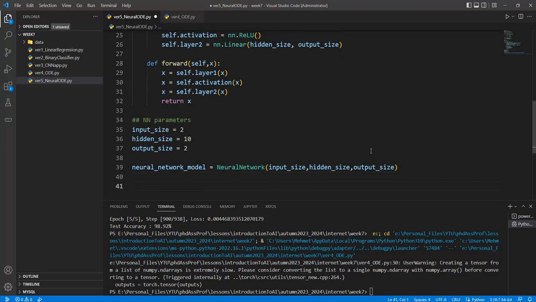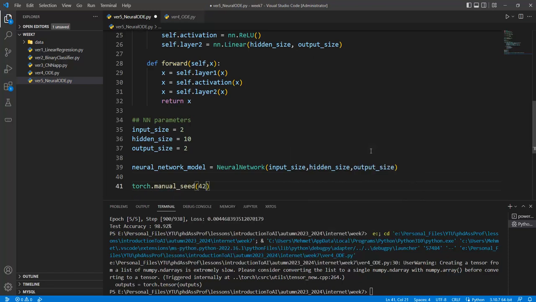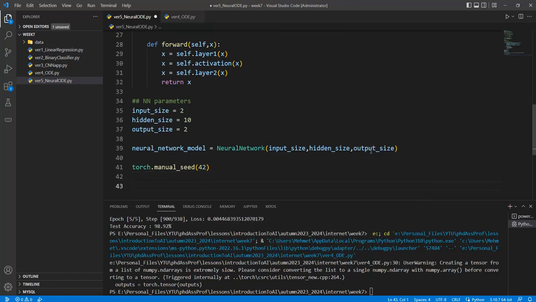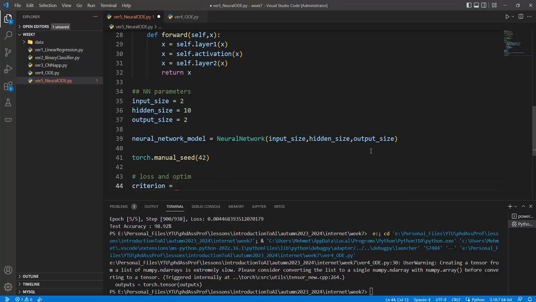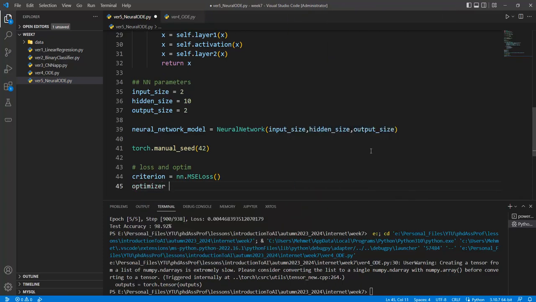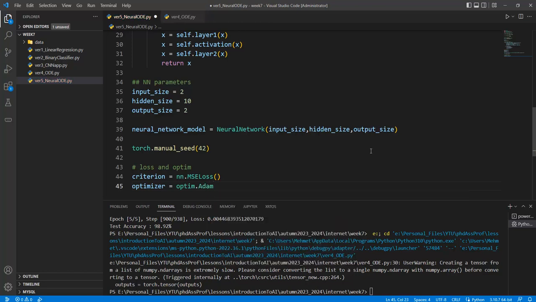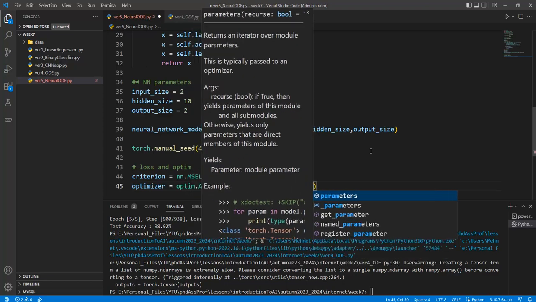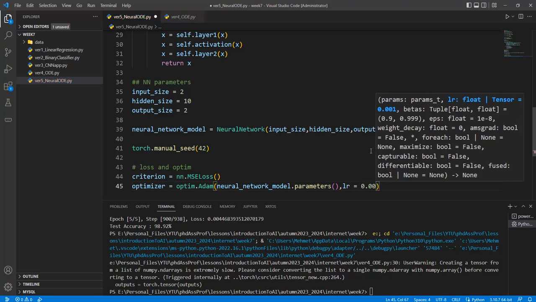Okay, after that we need to give the torch manual seed with the 42 and define loss and optim function. Loss criterion is assigned with what? The nn MSELoss function, and optimizer is assigned to the what? The optim Adam, with the parameters of the neural network model parameters, and learning rate should be assigned with what? 0.001.